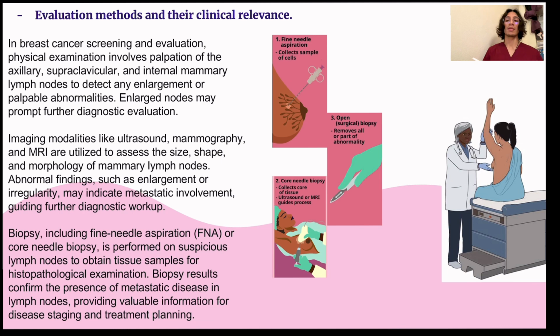Abnormal findings, such as enlargement or irregularity, may indicate metastatic involvement, guiding further diagnostic workup. Biopsy, including fine needle aspiration, FNA, or core needle biopsy. Here, the first example, core needle biopsy, is performed on suspicious lymph nodes to obtain tissue samples for histopathological examination. Biopsy results confirm the presence of metastatic disease in lymph nodes, providing valuable information for disease staging and treatment planning.